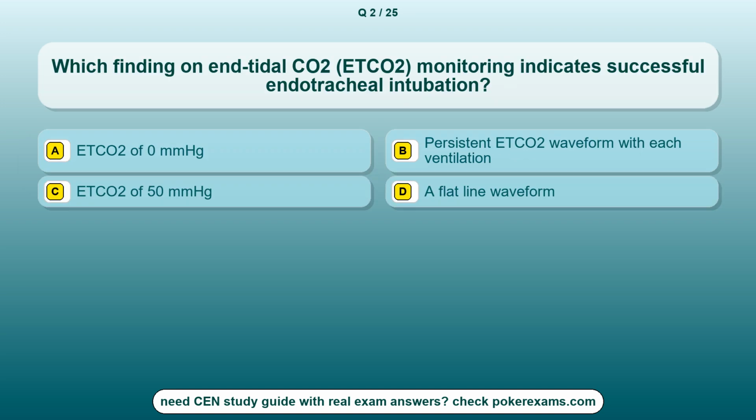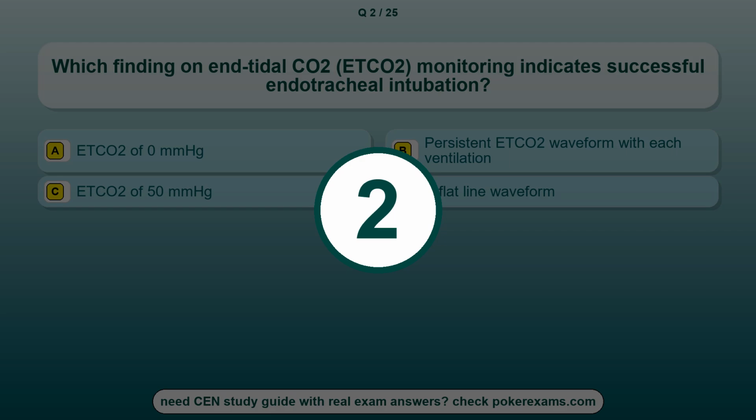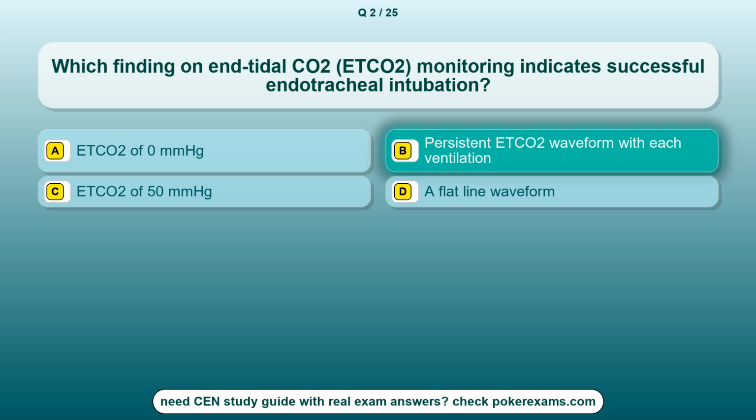Question 2. Which finding on end-tidal CO2, EtCO2, monitoring indicates successful endotracheal intubation? Option A, the EtCO2 of 0 mmHg. Option B, persistent EtCO2 waveform with each ventilation. Option C, EtCO2 of 50 mmHg. Option D, a flat line waveform. The correct answer is option B, persistent EtCO2 waveform with each ventilation.